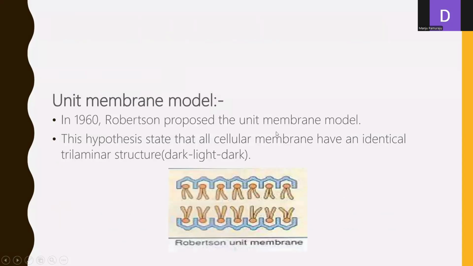So next one is the unit membrane model. In 1960, Robertson proposed the unit membrane model. This hypothesis states that all cellular membranes have an identical trilaminar structure, that is dark, light, dark. So here this one is the dark, this one is the light, and here again the protein layer is the dark. So this is the Robertson model. Here he named it trilaminar. Here also, on either side proteins are present, and in the center the lipid layer is present.